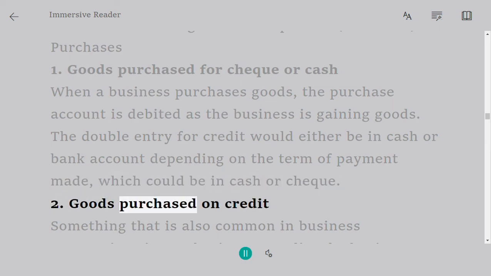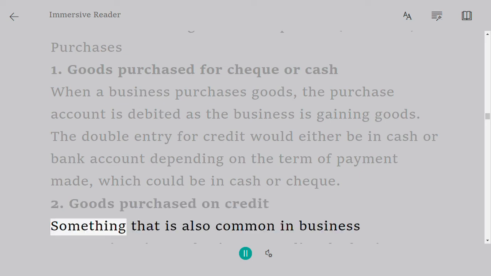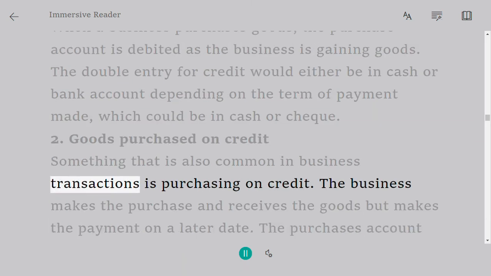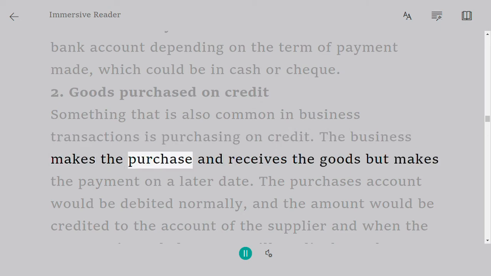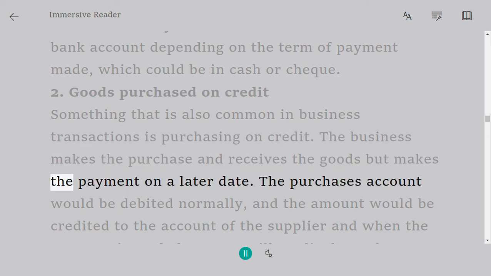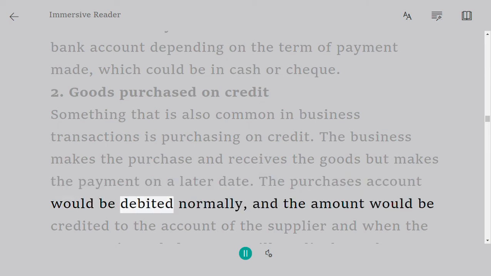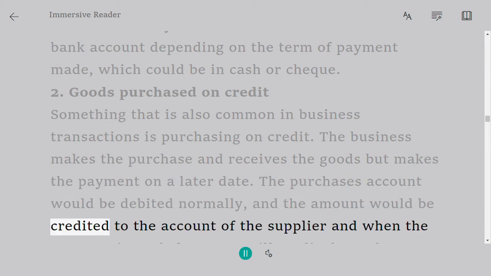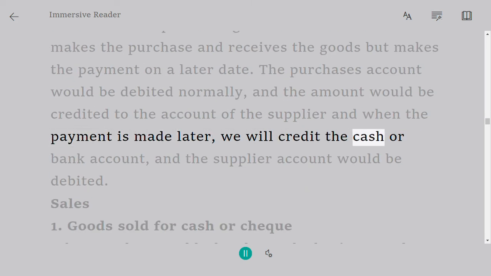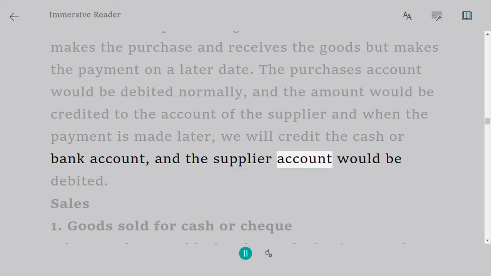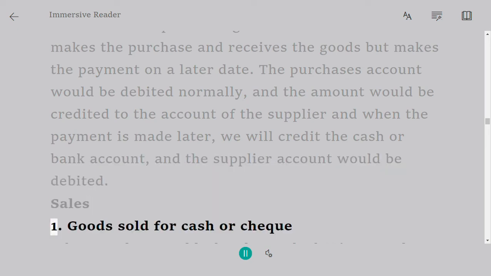2. Goods purchased on credit. Something that is also common in business transactions is purchasing on credit. The business makes the purchase and receives the goods, but makes the payment at a later date. The purchases account would be debited normally, and the amount would be credited to the account of the supplier, and when the payment is made later, we will credit the cash or bank account, and the supplier account would be debited.